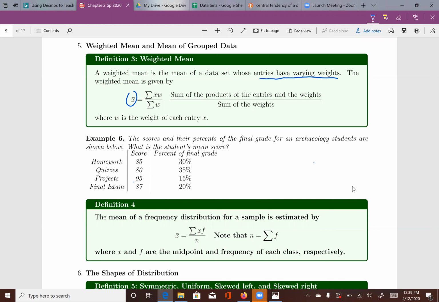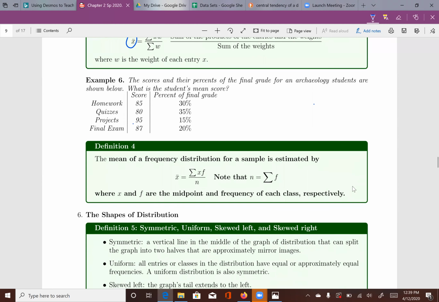Again, the weighted mean is calculated using this formula. You take the sum of the products of the entries and its weights and divide by the sum of all the weights. Let's look at an example. The next example, example number 6.